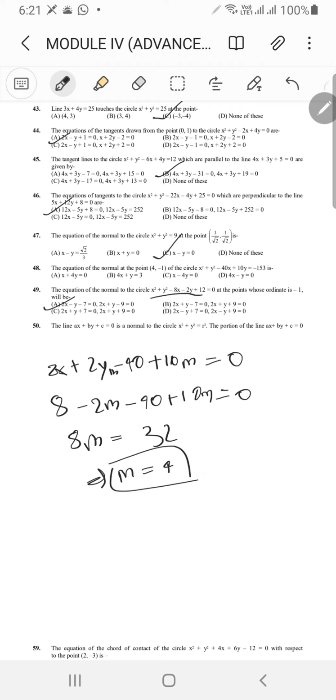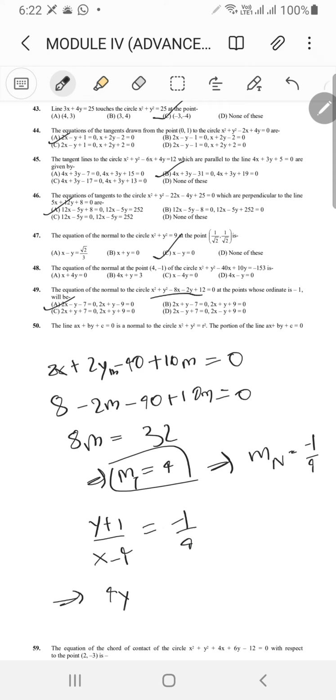Okay, this is actually the slope of a tangent, which means the slope of the normal is negative 1 by 4. Okay, so (y plus 1) upon (x minus 4) equal to negative 1 upon 4, which means 4y plus 4 equal to negative x plus 4, the 4 cancels, so you just get 4y plus x equals to 0. That's it, which is this one. Yes, it's this one. Next question.